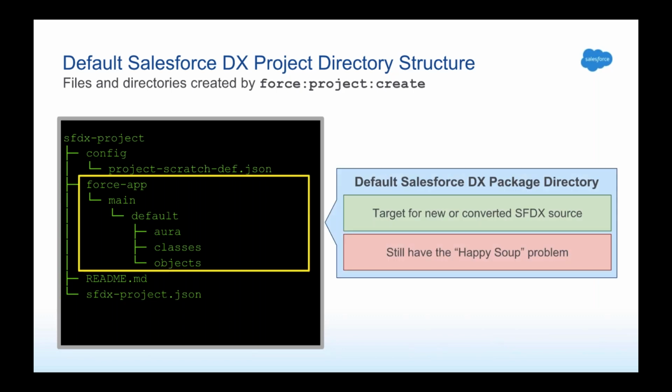And you'll notice there's that Force app directory. That's in the language of Salesforce DX. That's a package directory in the project. And this is what you get by the default. And really, this is still happy soup. I mean, it's happy soup with a little flavoring of Salesforce DX, but it's still happy soup because it's all in one place.